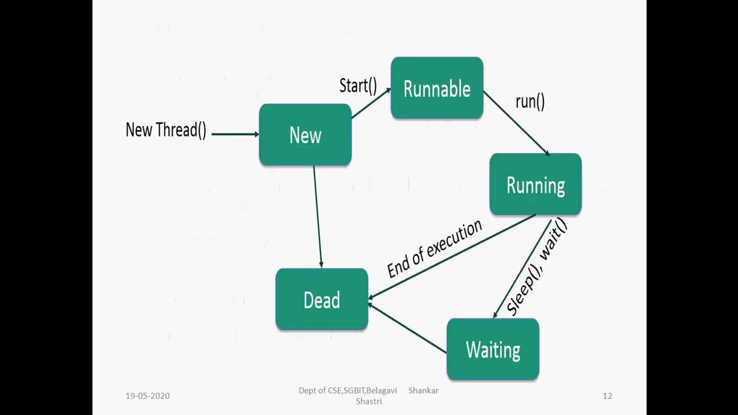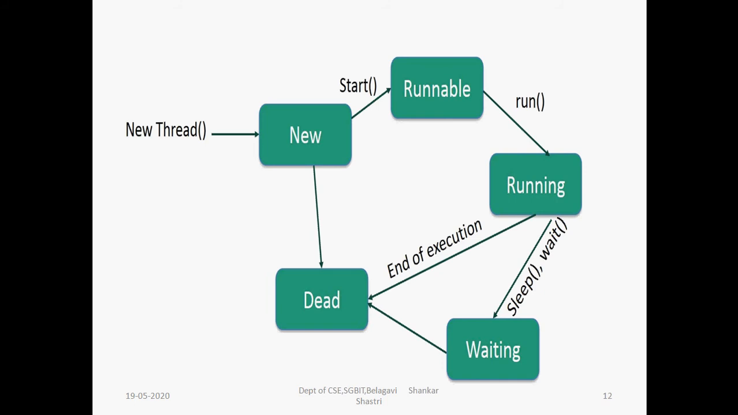Now the life cycle of a thread. A new thread is in the new state, and the new thread moves to the runnable state using the start function. The life cycle is on slide number 12: new state to runnable state to running state to waiting state. The running state goes to the waiting state with the help of sleep or wait. Sleep is a function used to temporarily hold for a period of time. You can assign a time value, 10 seconds, 20 seconds, 30 seconds, and for that much time the program or thread waits.